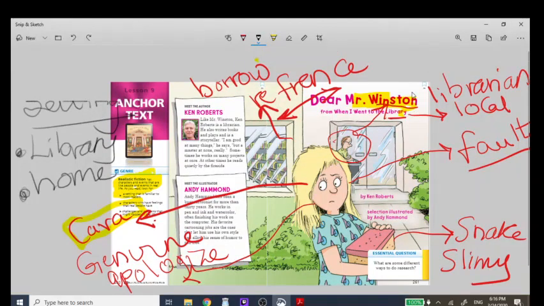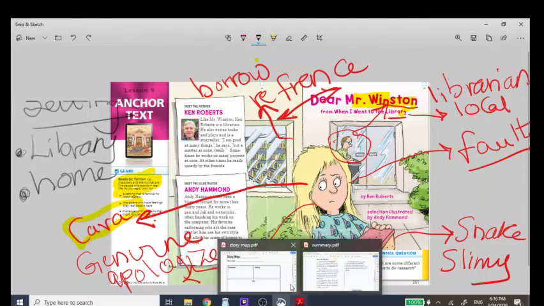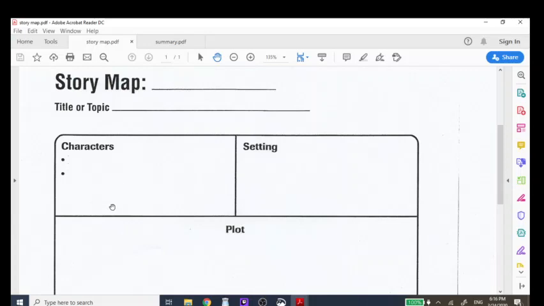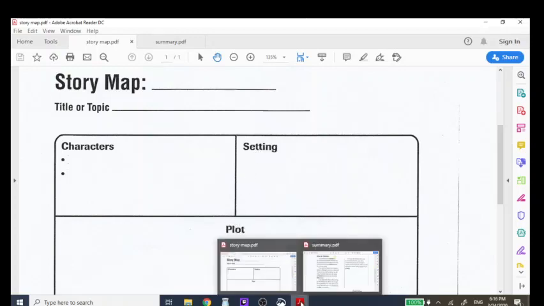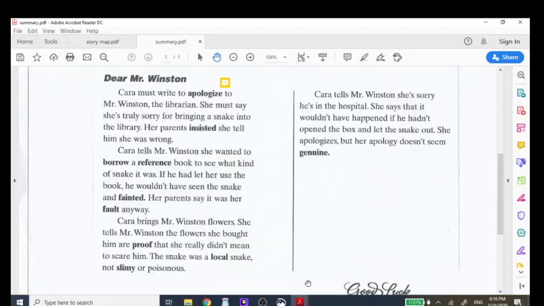Then I would need you to fill this story map. Now, you know the story map. You have the two characters that we mentioned. The setting is the library and home. And as we read, we are going to mention the plot. Now, let me tell you a quick view of the story itself.